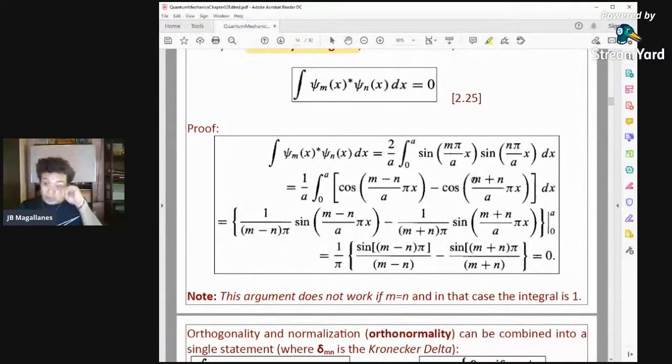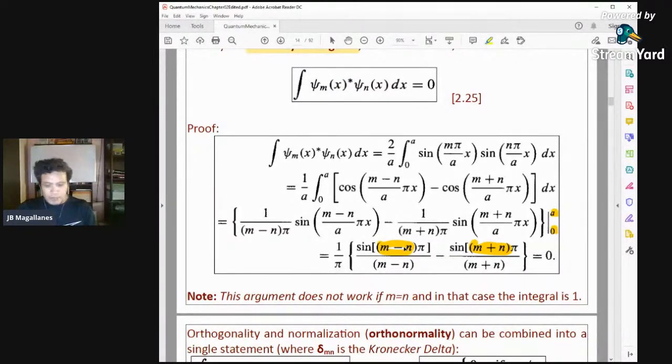So you can use some identity to convert this, and then when you integrate cosine, that's just negative sine, and here you will also have this expression. So if you evaluate this from 0 to a, then it will give you 0, because this one is an integer, this one is also an integer. The sine of an integer times pi is equal to 0. So everything will be 0.